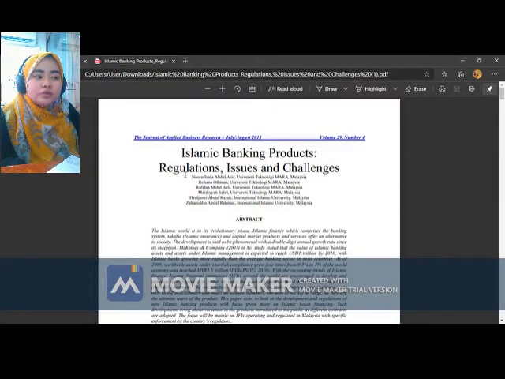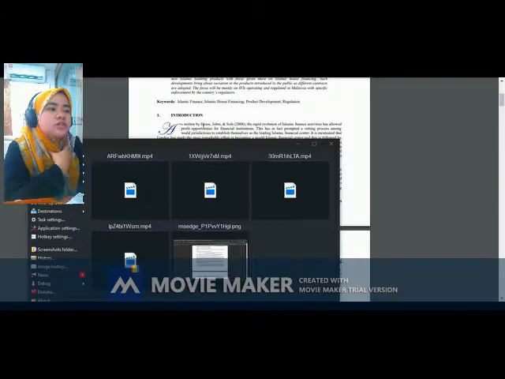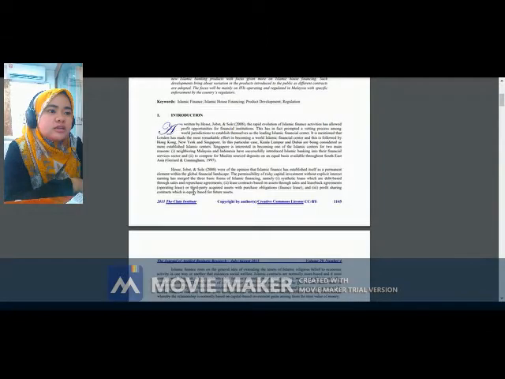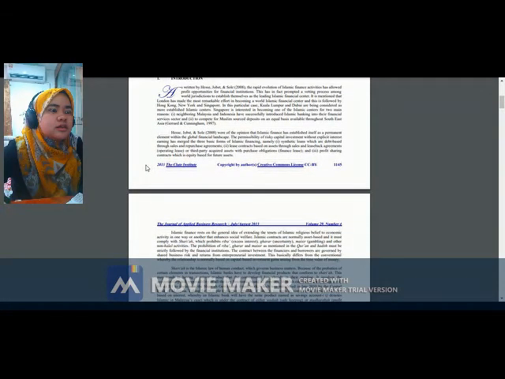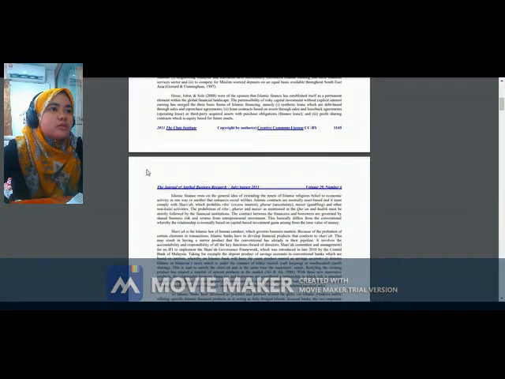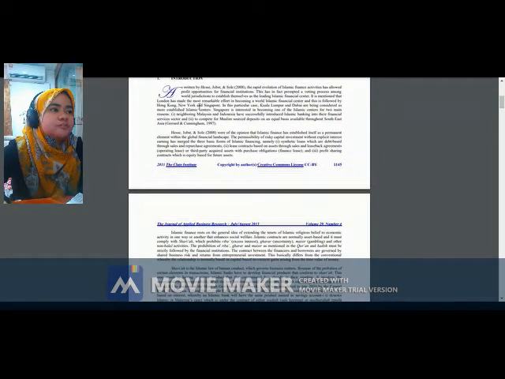Today I want to review a journal about Islamic banking products, regulations, issues and challenges. The introduction of this journal clearly discusses what Islamic finance is, what Islamic housing finance is, Islamic product development, and the regulation and legislation.